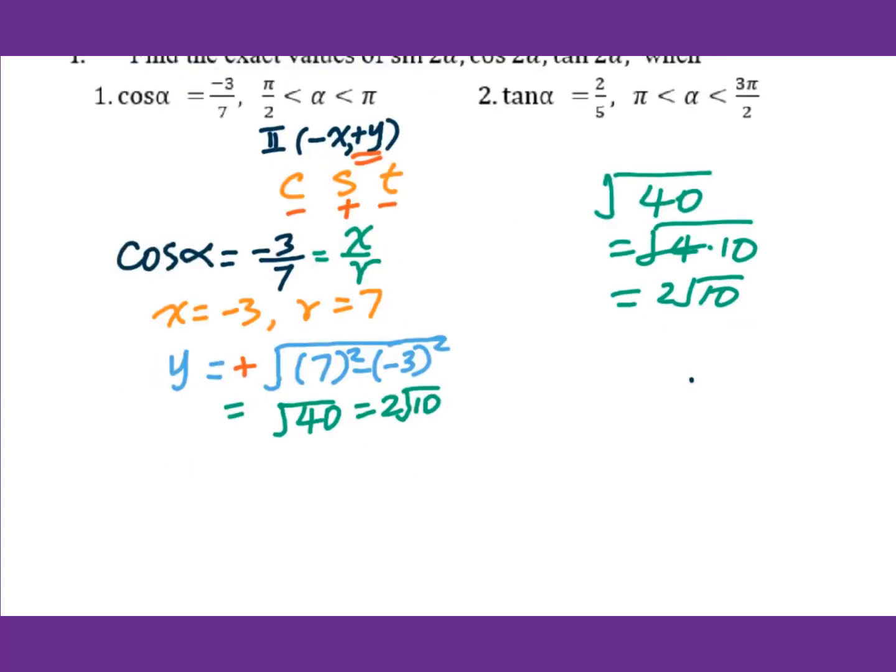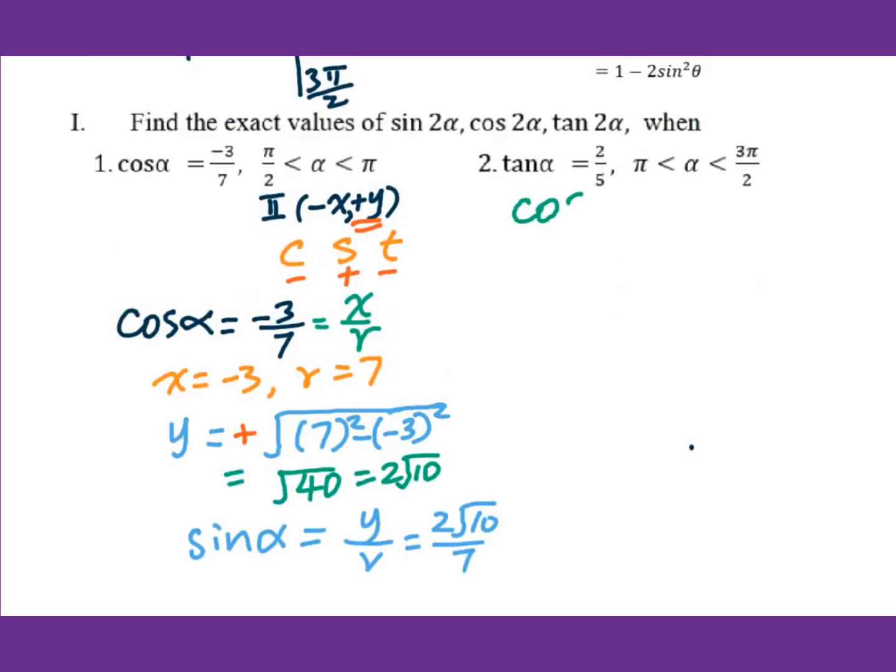Therefore, for sine alpha, y over r means 2 square root of 10 over 7. Now let me write down: cosine alpha equals negative 3 over 7, and sine alpha equals 2 square root of 10 over 7. Since this is the second quadrant, sine is positive and cosine is negative. We are on the right track.